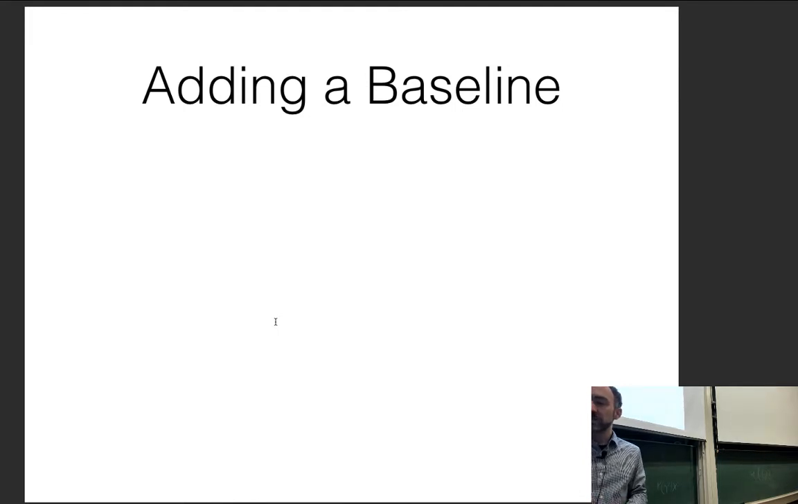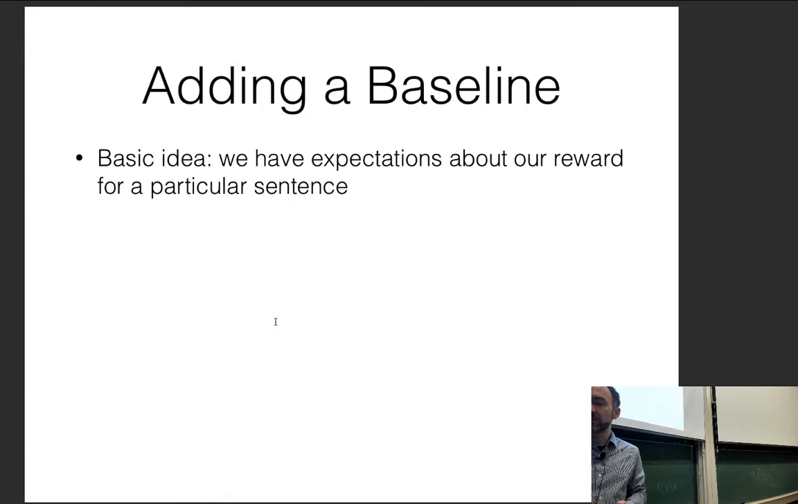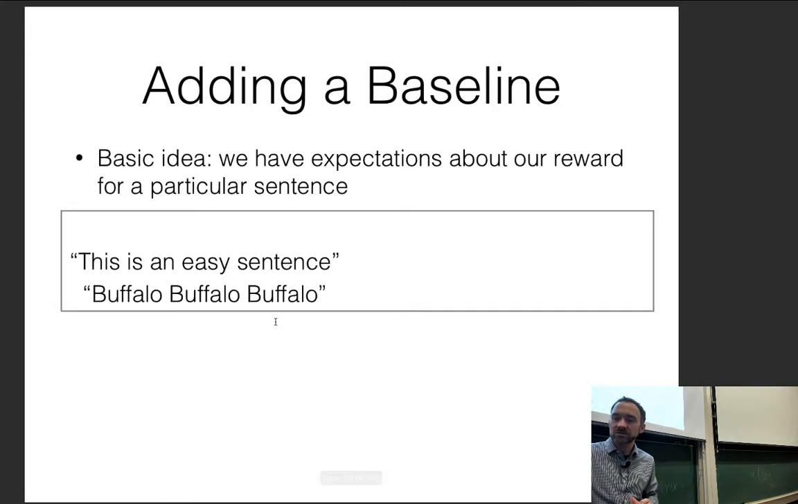So our first strategy is adding a baseline. The basic idea is we have expectations about our reward for a particular sentence or particular action. So let's say we wanted to do translation, where one example of a sentence is "This is an easy sentence." The second example is "buffalo, buffalo, buffalo," where the first buffalo is a noun, the second buffalo is a verb, and the third buffalo is also a noun. Buffalo means to be very stubborn and try to force somebody into doing something they don't want to do. So you can imagine a buffalo doing that to another buffalo.